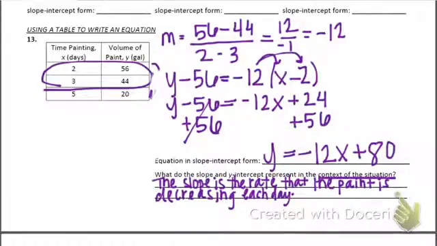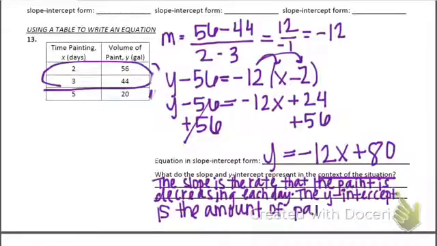Exactly. The y-intercept is where x equals 0, right? So no days have passed. So 80 is the amount of paint that we started with. So the y-intercept is the amount of paint we started with. We, they, he, I don't know, whatever the problem says. Okay, another word for y-intercept is initial value. That's what slope and y-intercept mean, specifically in terms of this problem.